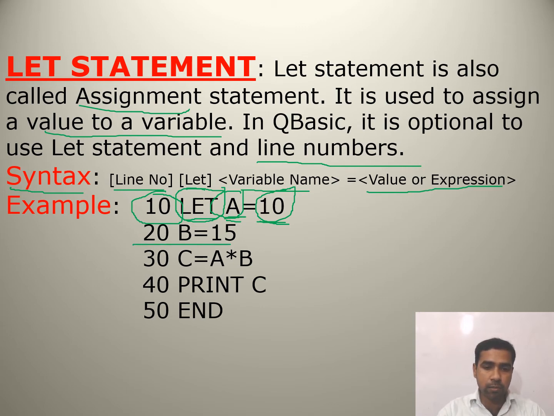Then 20 b equal to 15. So the second variable is b and the value is 15. Here also it is defined. Then c equal to a into b. That means it will calculate a times b. The value of a is 10 and the value of b is 15, it will calculate, and whatever answer comes will be stored in c. Then print c. Whatever the value of c is will be printed in the output. Then at the end, after printing the answer, the program will end. In this way you can write the program.